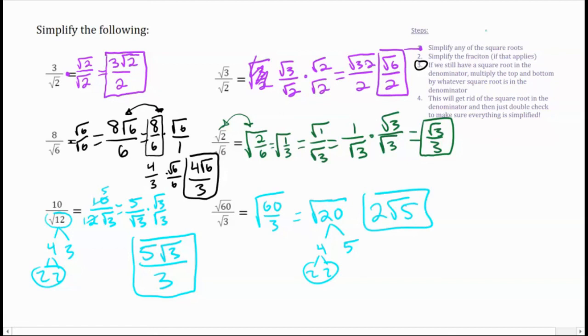So 4 steps here. 2 of them are simplifying beforehand to try and make things easier. The really important one, the difficult one, is this third step here to get rid of the square root in the denominator. And this fourth step here is really just to double check, make sure our answer doesn't have any square roots in the denominator.